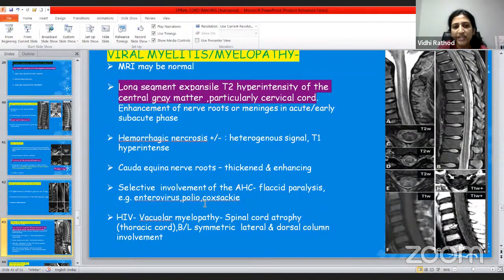In polio, specifically, as we know, there is selective involvement of the anterior horn cells. And HIV causes vacuolar myelopathy, as sir has already described, that HIV causes loss of the myelin of the nerve fibers, so that creates vacuoles inside the nerve fibers. So characteristically in HIV, long-standing cases have spinal cord atrophy.